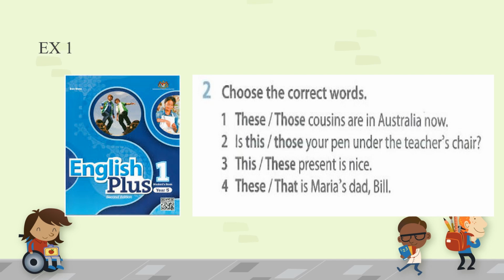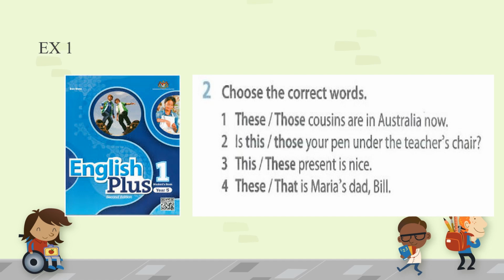Okay, next. Number 2, is this or is those your pen under the teacher's chair? The easiest way to look at this is, look at the first word, is. Is refers to one person or one thing. So look at the subject or the object here. Your pen. How many pens? One pen. So the answer should be, is this your pen under the teacher's chair?